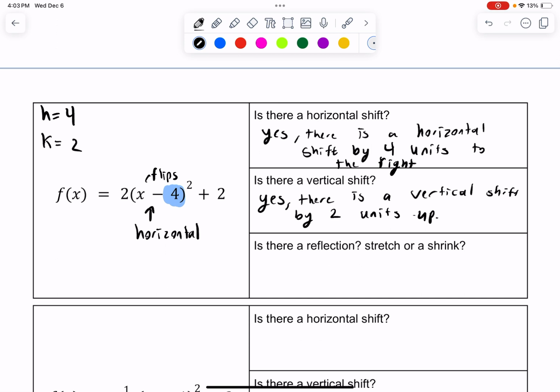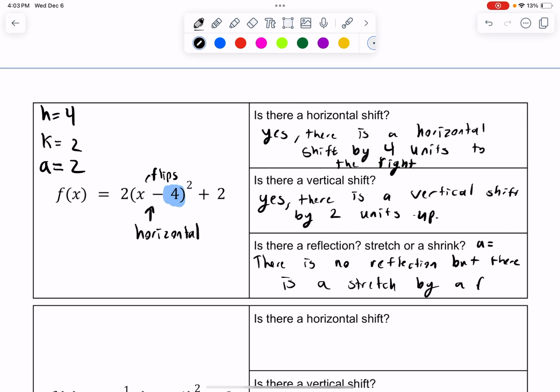Finally, our reflection comes from our a value, and our a value is 2. So since our a value is 2, there is no reflection, because a reflection requires that our a value be negative. But there is a stretch by a factor of 2.